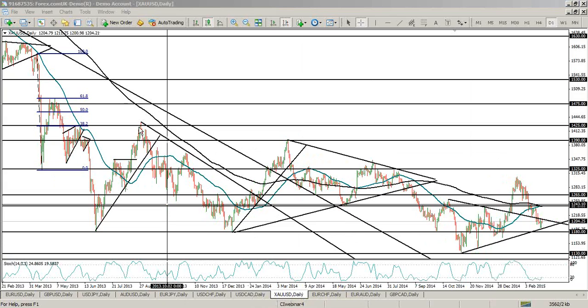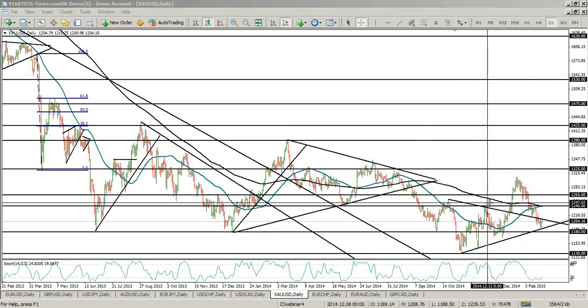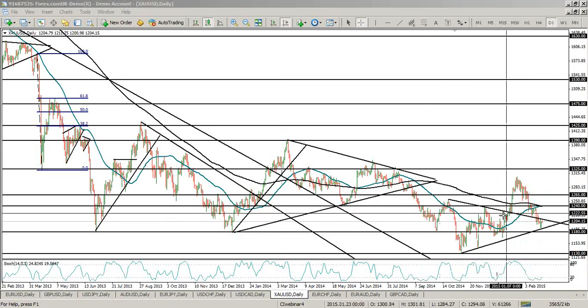Okay, so the question here: I've heard so much about triangle pattern. Can you briefly say what it means? A triangle pattern. Okay, great question here. This is a triangle pattern.